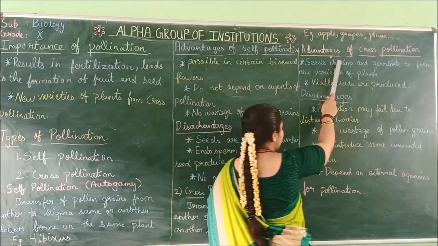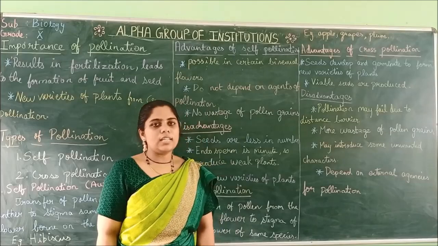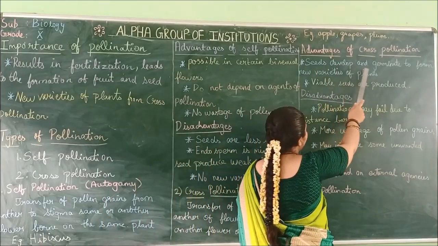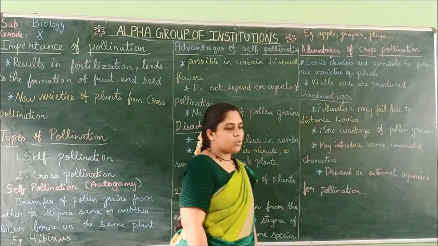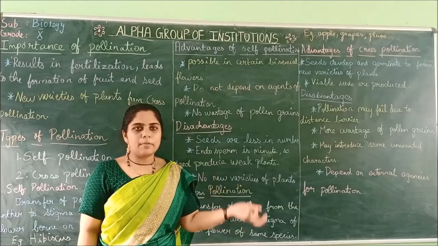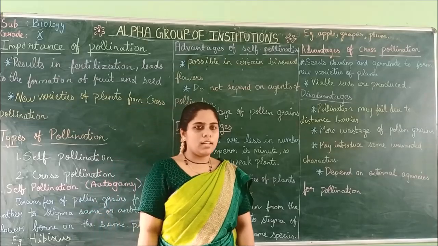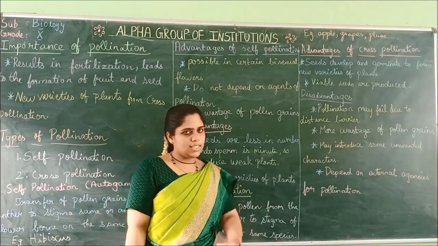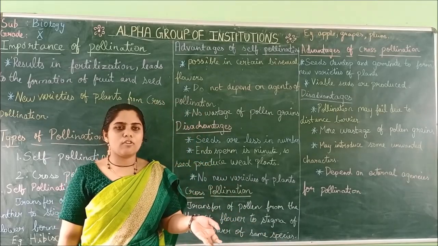So, advantages of cross pollination. Next, we are going to see the advantages of cross pollination. Seeds develop and germinate to form new varieties of plants. So, what happens? Seeds will fertilize and they germinate and develop to form new varieties of plants. You can think the pollination occurs between the same species only. And how can we get new varieties of plants?